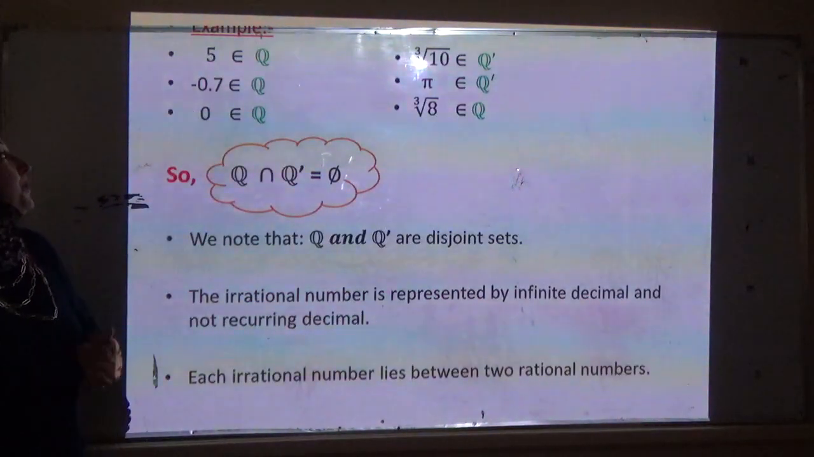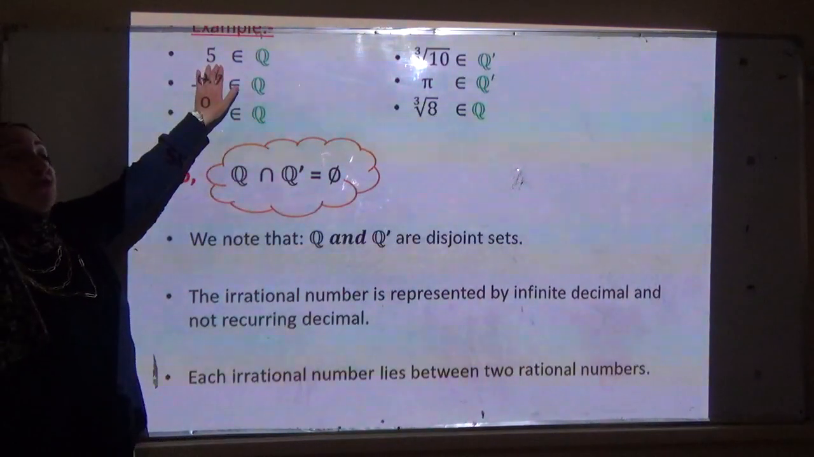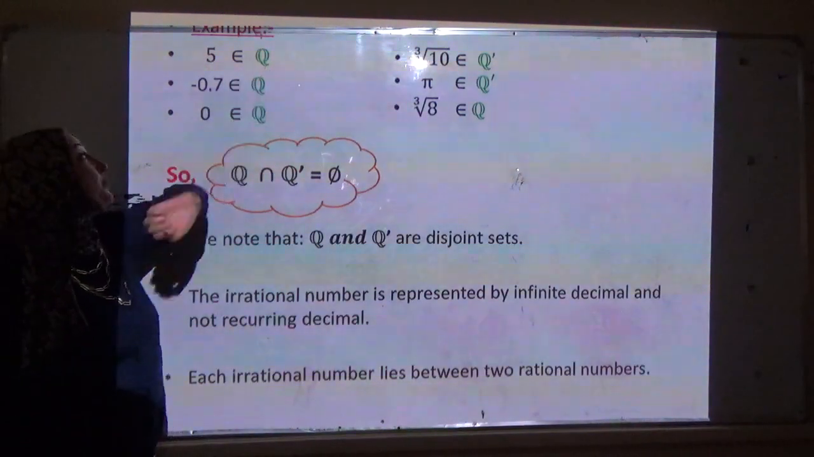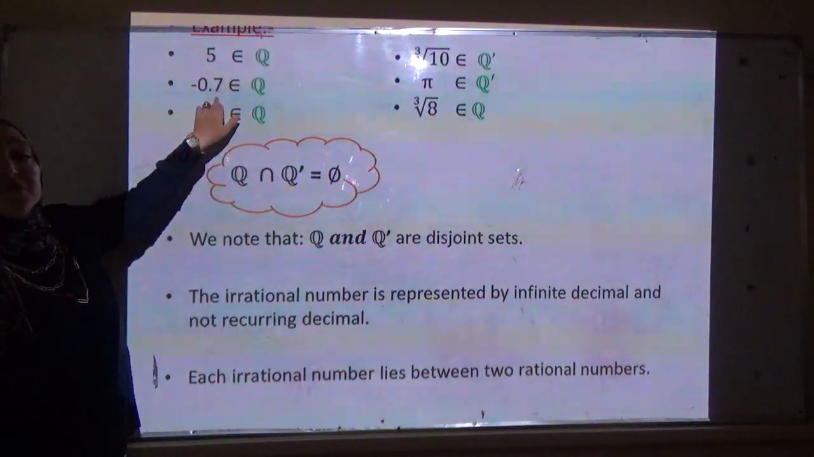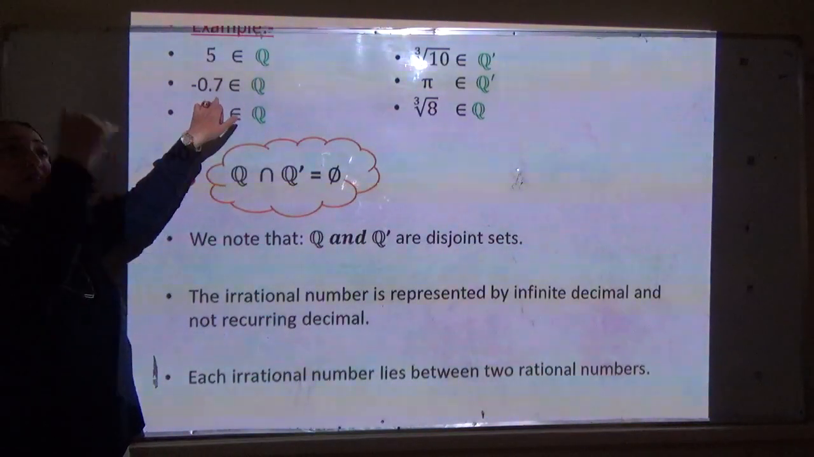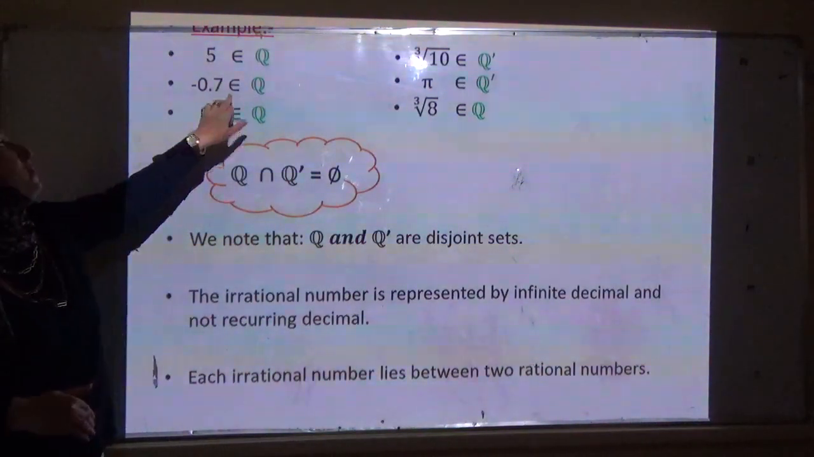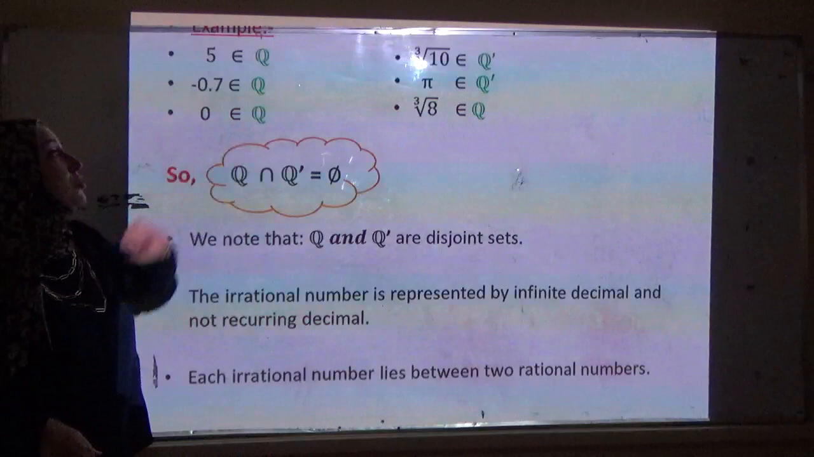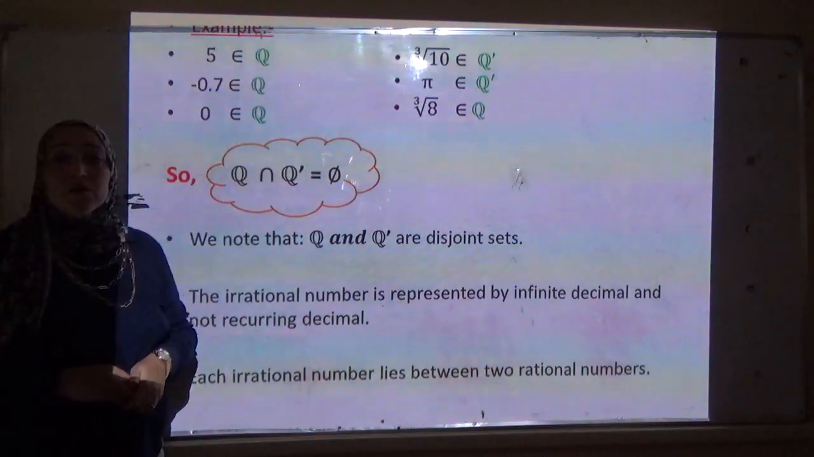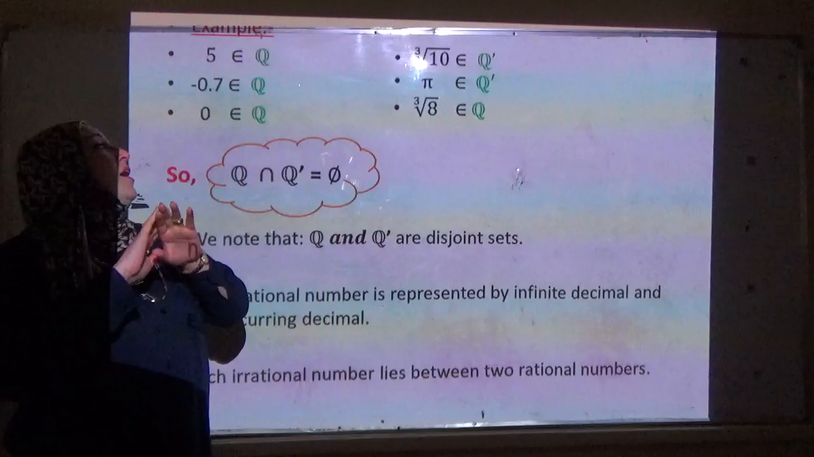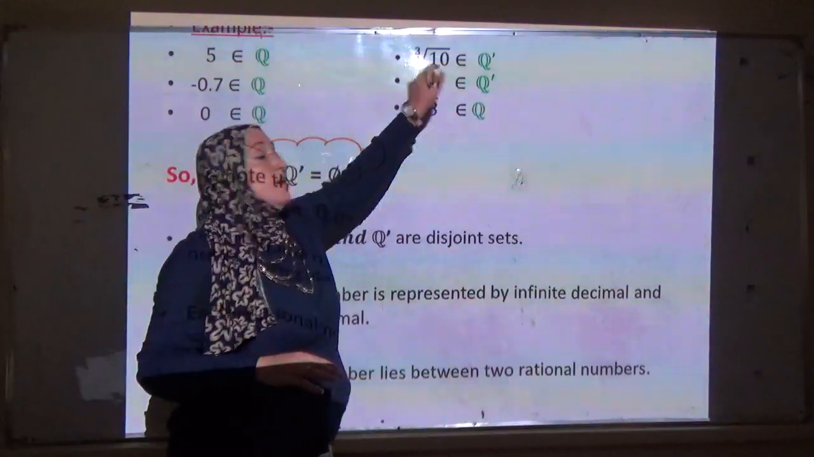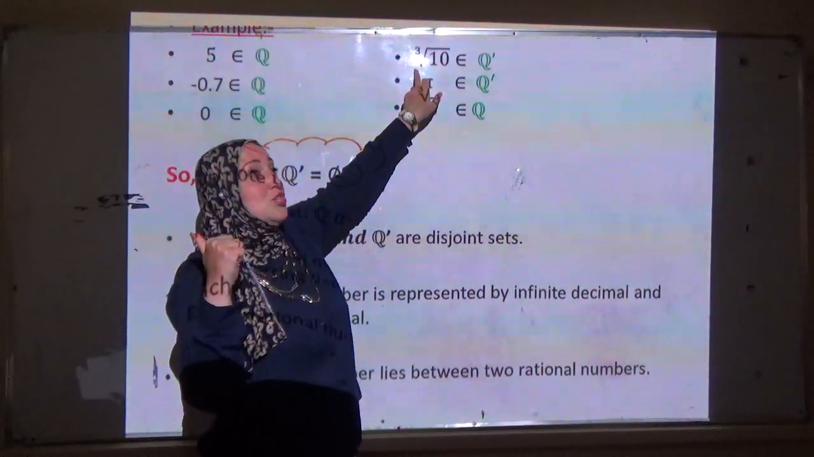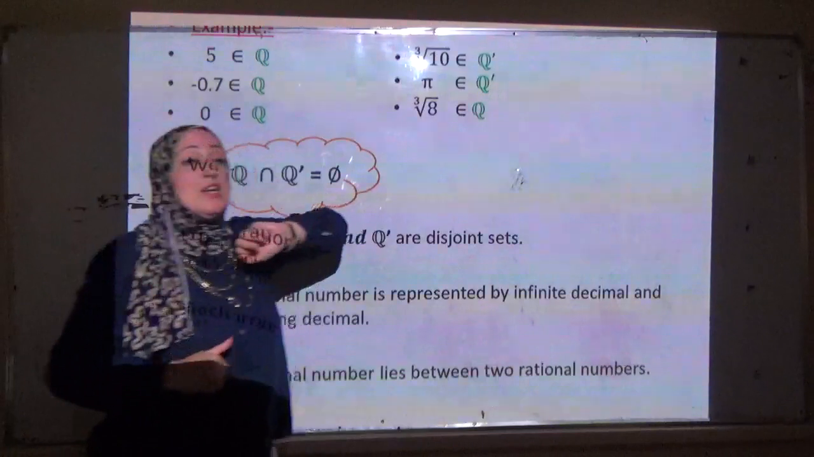For example, 5 is an integer. We can write it as 5 over 5. Then it belongs to Q. Negative 0.7, we can write it as negative 7 over 10. It also belongs to Q. 0 is an integer, 0 over 1, belongs to Q. Cube root of 10. We don't have any number with power 3 to give me 10. Then cube root of 10 doesn't belong to Q. So it belongs to Q dash.